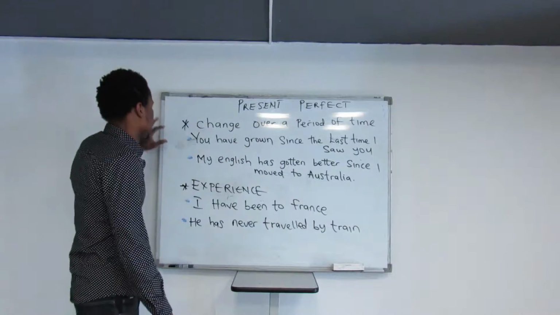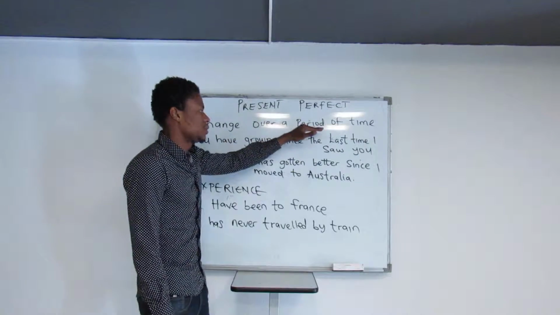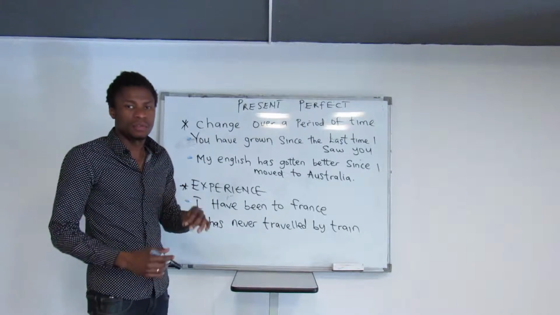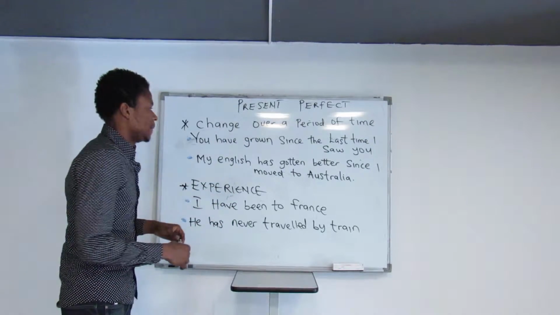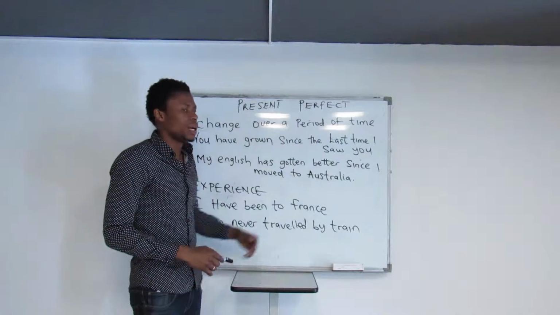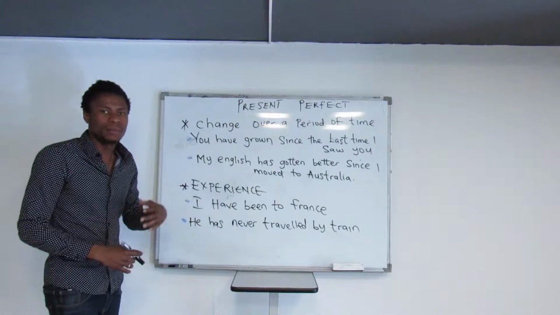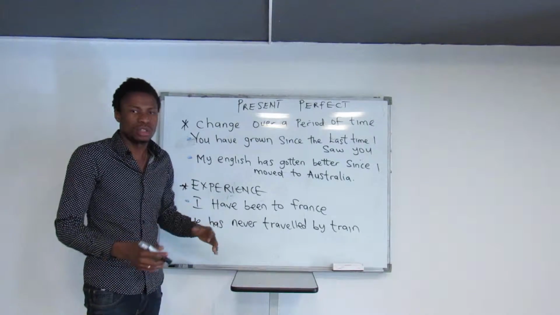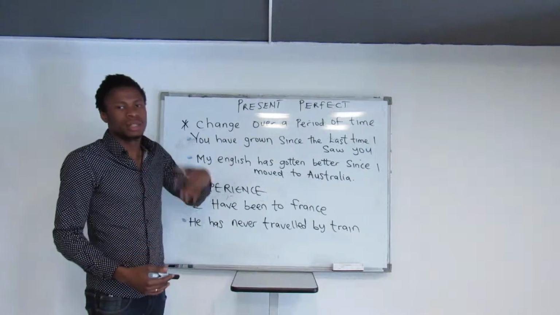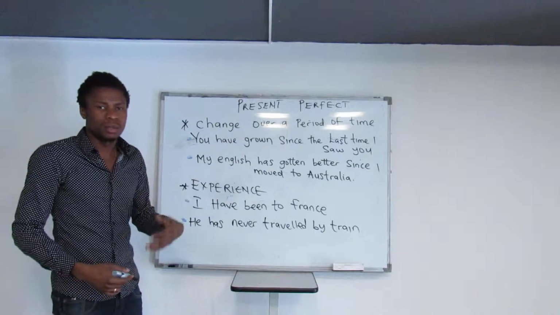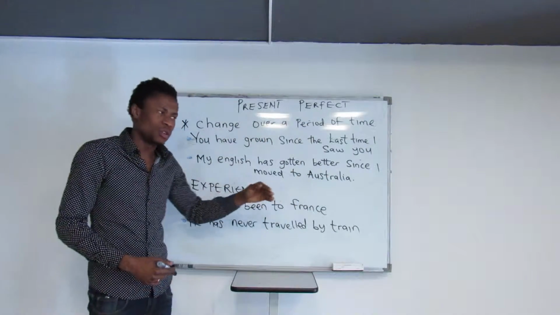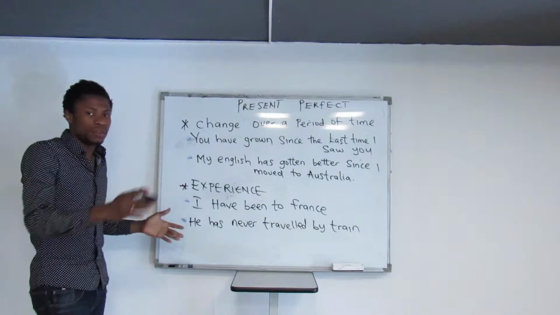The next one we're going to talk about will be change over a period of time. So we use present perfect to talk about changes that happen over a particular period of time. For example, you have grown since the last time I saw you. It means maybe you saw somebody 10 years ago and it was a little child, maybe your nephew or your niece, and after 10 years, well, the person has to grow. So to give a comment or a compliment to the person, you can just say, you have grown since the last time I saw you. So it's a change that you can see over a period of time.